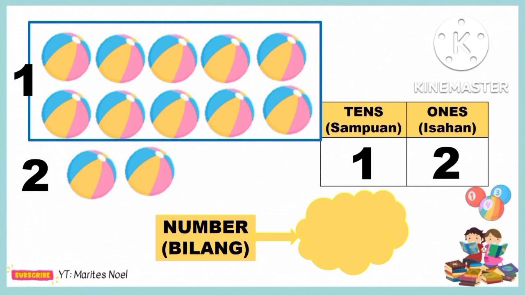Let us read again. 1 tens and 2 ones. In Filipino, isang sampuan at 2 isahan. The total number is 12. In Filipino, ang kabuang bilang ay 12.